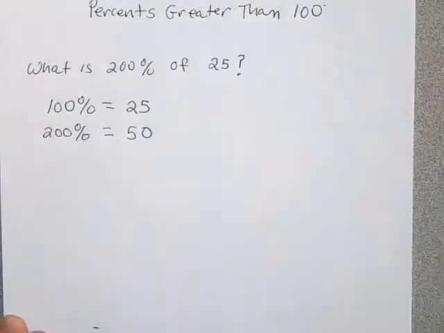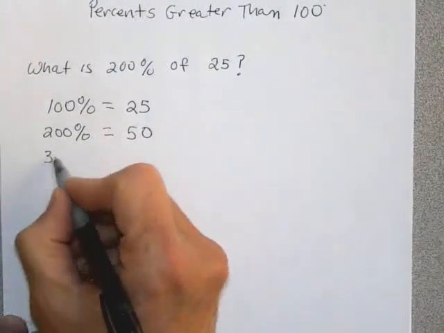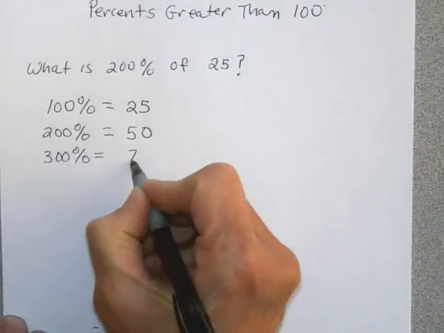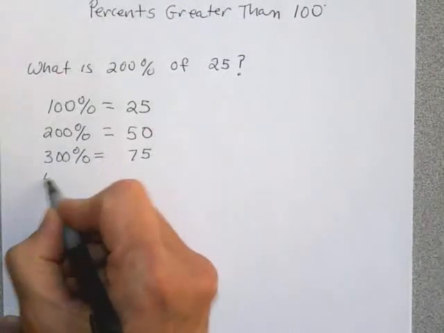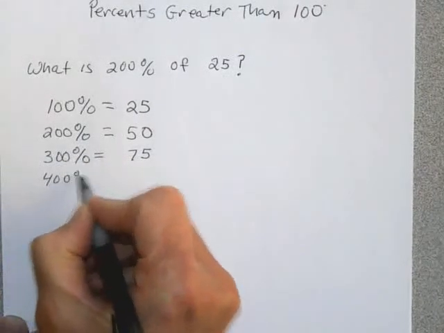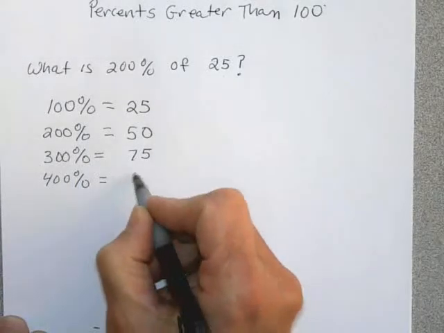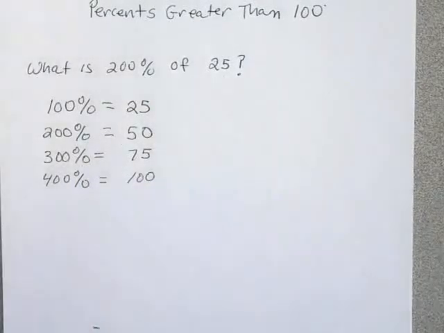300% would be 3 times as much. In other words, 300% would equal 75. 400% of 25 would equal 100.